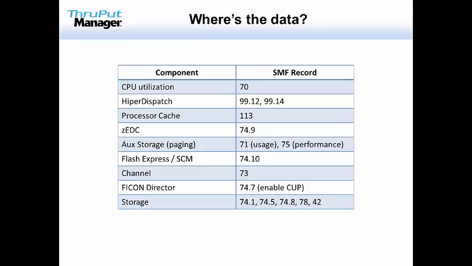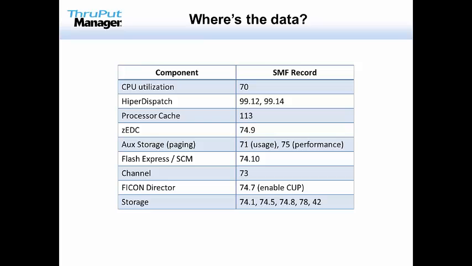zEDC, I didn't touch on those, but if you're using the enterprise data compression cards, these are very, very popular. Seeing a lot of good results in the performance of these cards. And there is a record type that's come out now, another subset of the 74. Seems we just put everything in the 74 these days. But it will tell you the utilization and throughput of that card.